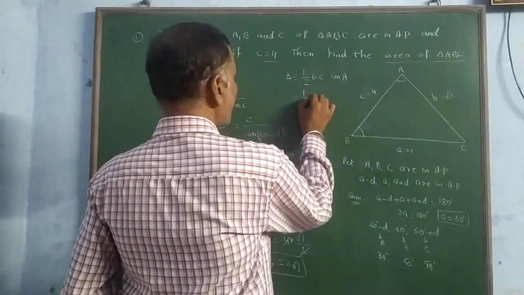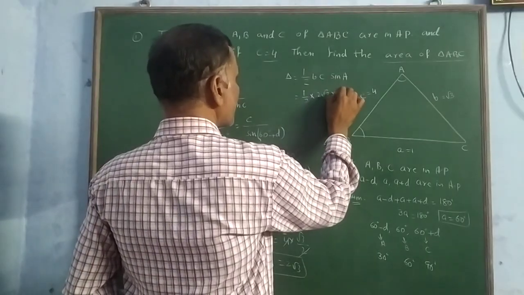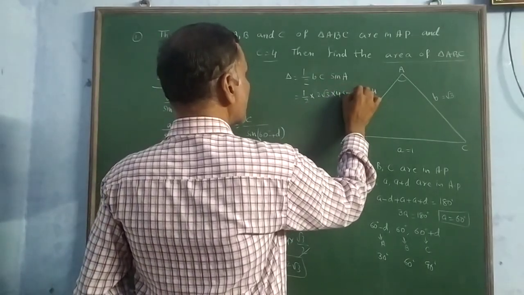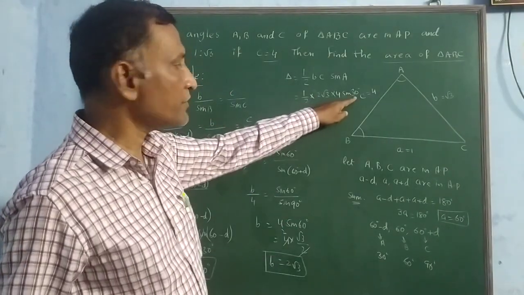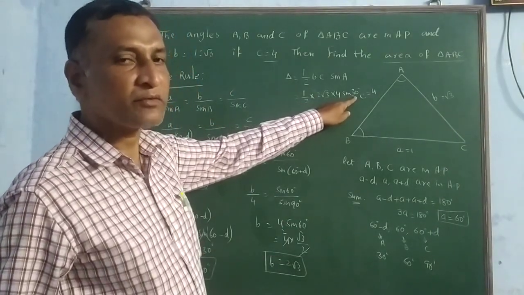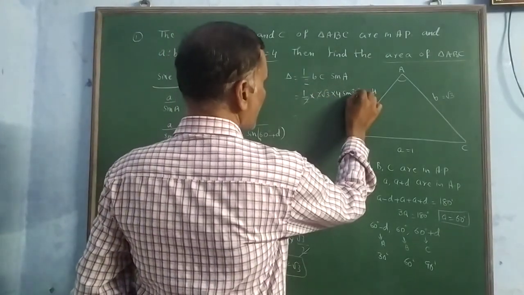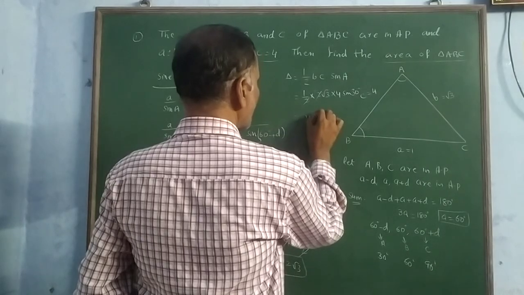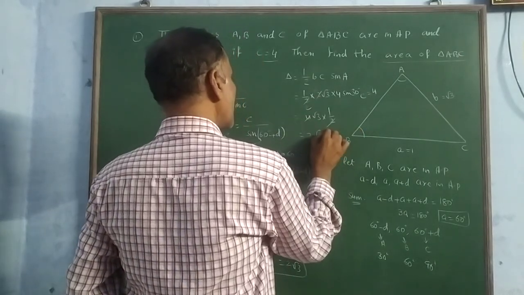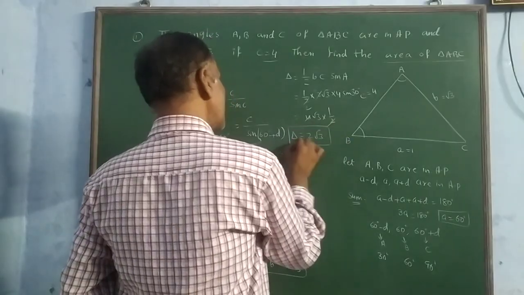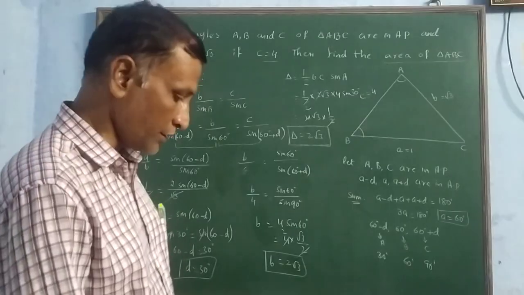So half, here B value is 2 root 3, C value is 4, sin 30 degrees, since A is 30 degrees. Sin 30 degrees value is 1 by 2. Here 2 cancels. 4 root 3 into 1 by 2, so 2 root 3 is the final answer. This is the area of the triangle, the answer is 2 root 3.